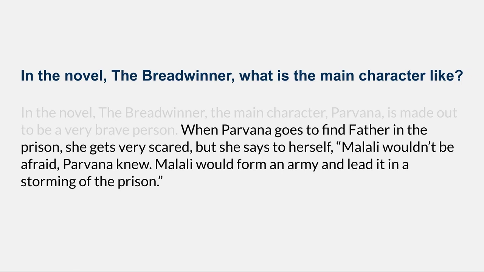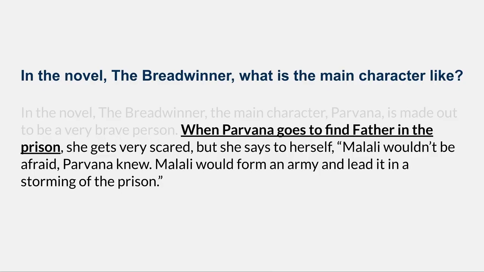You can see the evidence reads, "When Parvana goes to find father in the prison, she gets very scared, but she says to herself, 'Malali wouldn't be afraid,' Parvana knew. 'Malali would form an army and lead it in a storming of the prison.'" In this piece of evidence, we can see that there is a context. In other words, the person writing this PEE provided us enough information to understand when this quote happens in the book. This quote happens when Parvana goes to find father in prison.